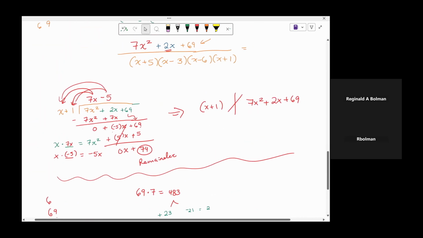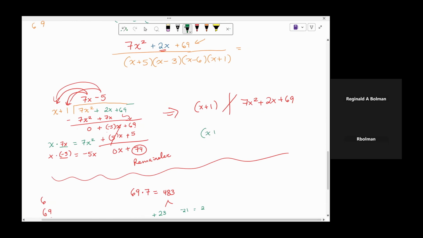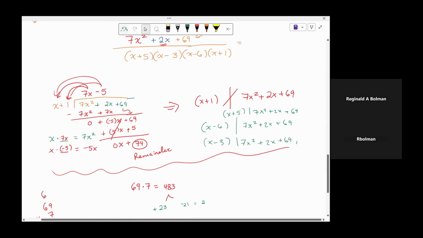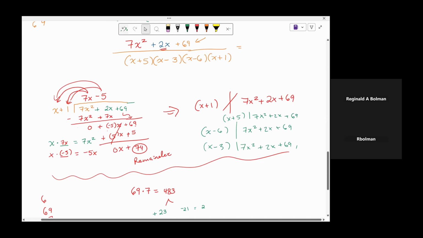Now, one of the ways that you could double check yourself in your own time would be to go ahead and try polynomial division. You would try seeing if you could divide x minus 6 into 7x squared plus 2x plus 69. You would then try to see whether you could divide x minus 3 into 7x squared plus 2x plus 69. And you would see whether x plus 5 would divide 7x squared plus 2x plus 69 using the methodology described here. And what you should find, if my math is correct, is that for each one of these polynomials, you're not going to be able to divide the factors into 7x squared plus 2x plus 69.